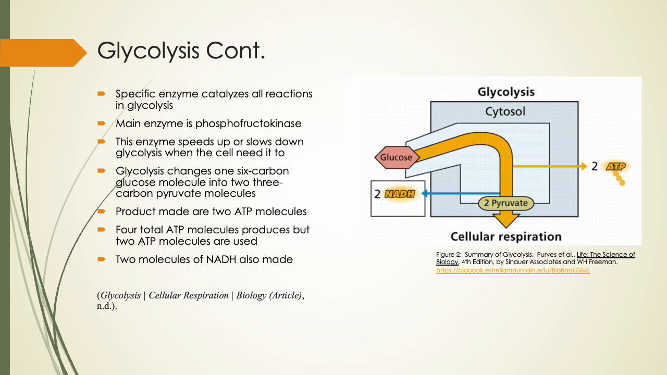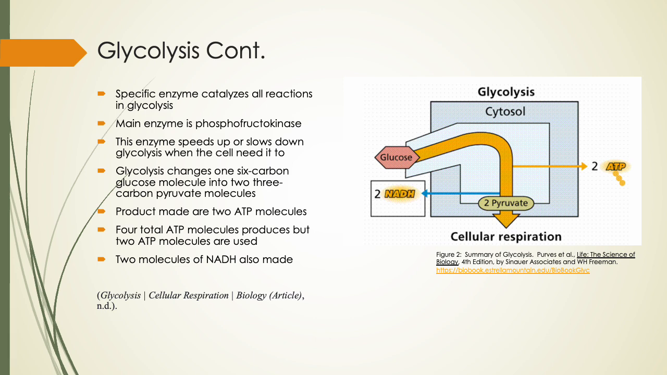A specific enzyme catalyzes each reaction in glycolysis. The main enzyme in regulating glycolysis is phosphofructokinase. This enzyme catalyzes the formation of the unstable 2-phosphate sugar molecule fructose 1,6-bisphosphate. This enzyme speeds up or slows down glycolysis when the cell needs it to.